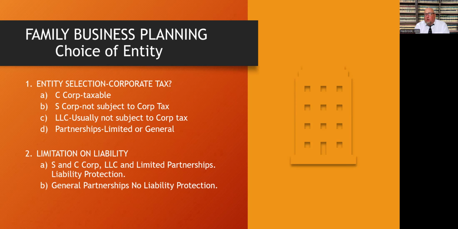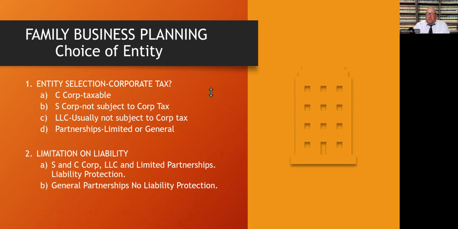The problem with the C corporation is it is subject to a corporate income tax on the profits of the corporation. And then when the profits are distributed out to the owners, the shareholders, which in a family business would typically be the family members, they also have to pay tax on those distributions of profit.